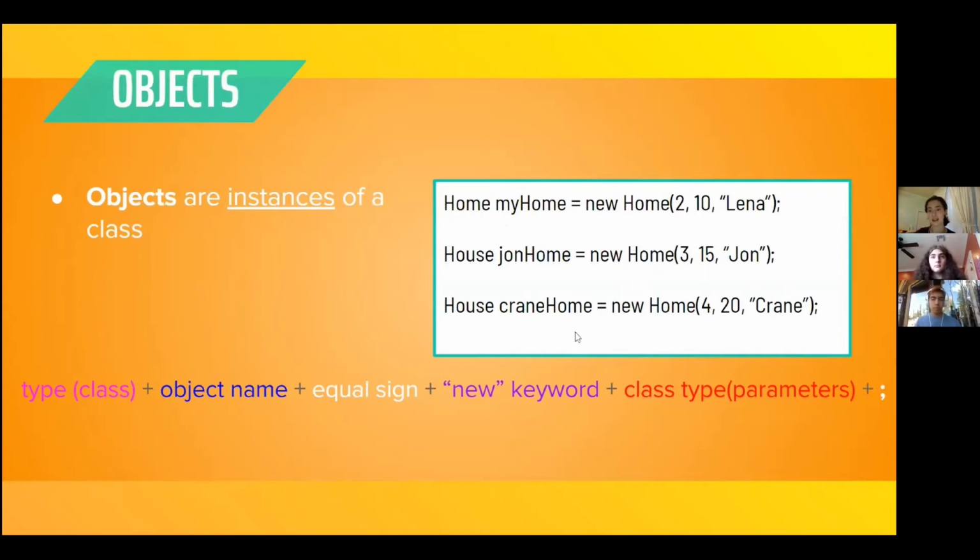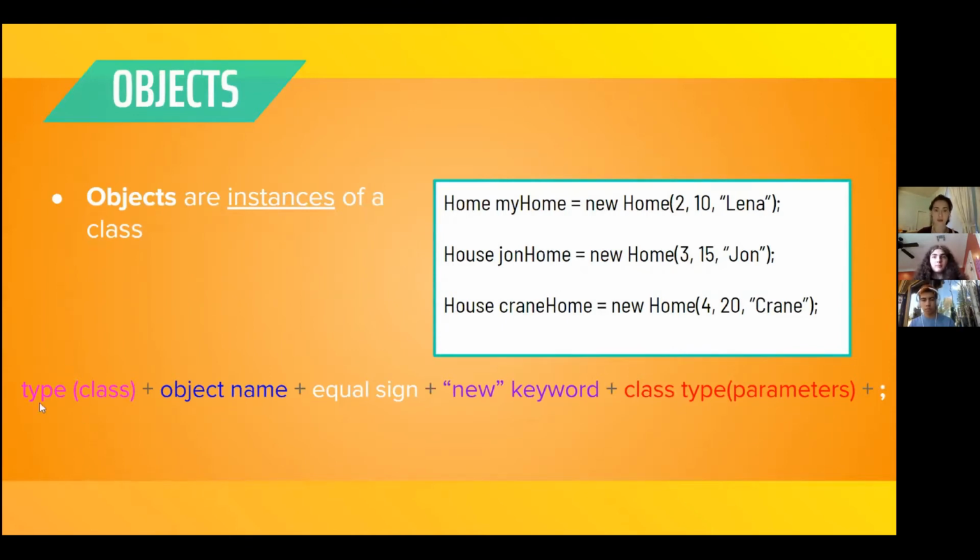And so, like I said, there's one class, but you can make as many objects as you want out of them. And the way that you basically define an object is you say, okay, the type is going to be the class.